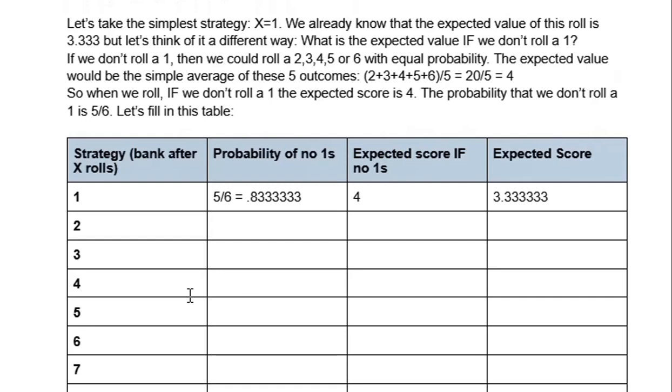What's the expected value if we don't roll a 1? If we don't roll a 1, we could get a 2, a 3, a 4, a 5, or a 6 with equal probabilities. The expected value would be the simple average of these 5 outcomes. It would come out to be 4. So when we roll, if we don't roll a 1, the expected score is 4. The probability we don't roll a 1 is 5/6. So this is what we're going to be doing in each row of this table.